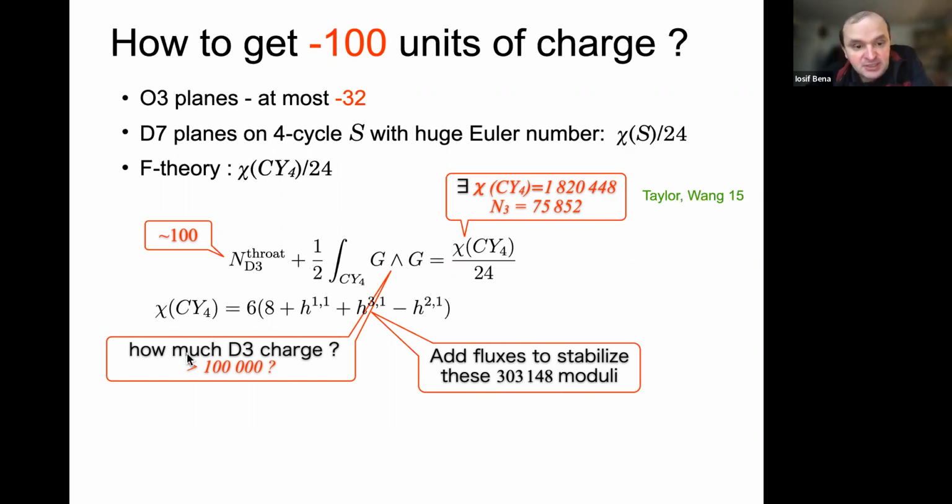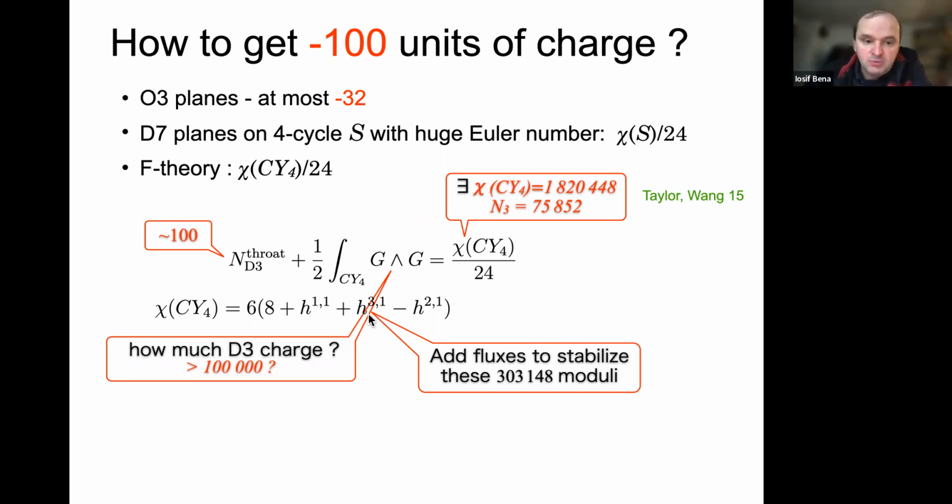And the answer is that these fluxes will give you a contribution which is much, much higher than about 100,000. I'll explain it and give you evidence in the future. Therefore, you cannot play this game. You cannot cancel 100 units of charge in the throat by just putting fluxes and by putting a huge negative Euler number, because this will come with a huge number of moduli.